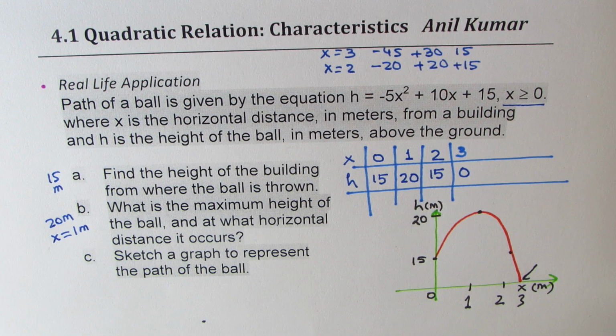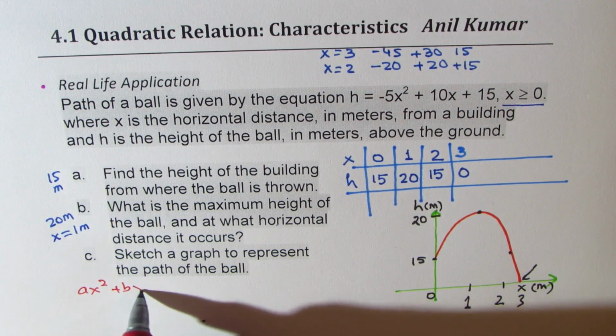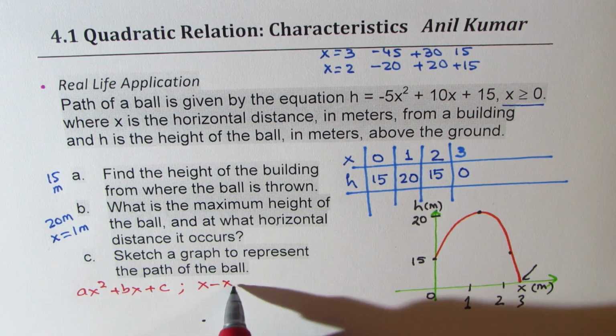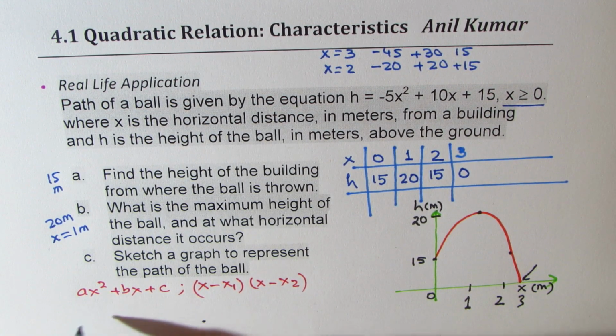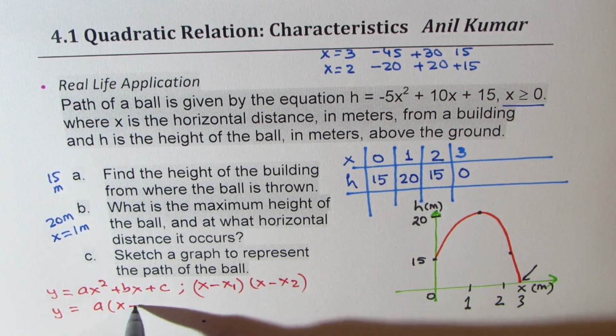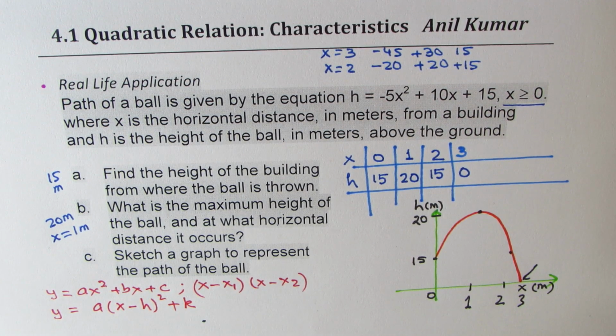So I think with this, we got the basic concepts about quadratic relations. Now we will explore different forms of quadratic equations. So we could write, as you saw, the equation in the form of ax squared plus bx plus c. We'll also write this in the form of (x minus x1) times (x minus x2). And we'll also write this equation as y equals a times (x minus h) whole squared plus k. So these are 3 different forms which we are going to explore in the next unit.